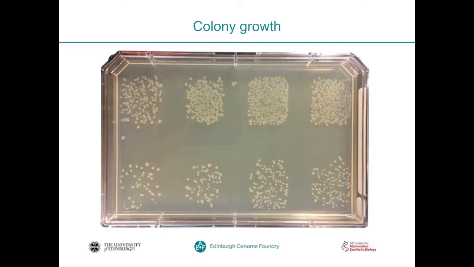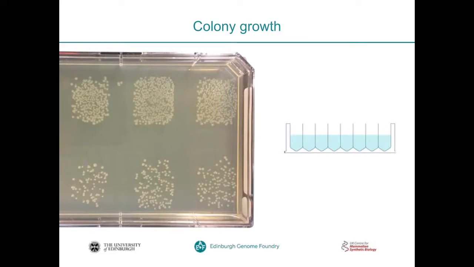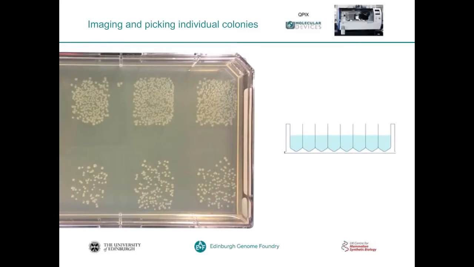And again, the Qpix is essential for us to be able to do this in a high throughput fashion, because if you think about it, there's a huge number of colonies that are required to be picked. We pick a huge number because we have to be able to guarantee that we pick at least one that contains the correct assembly. So the Qpix, again, uses a very specialized set of heads with metal pins.